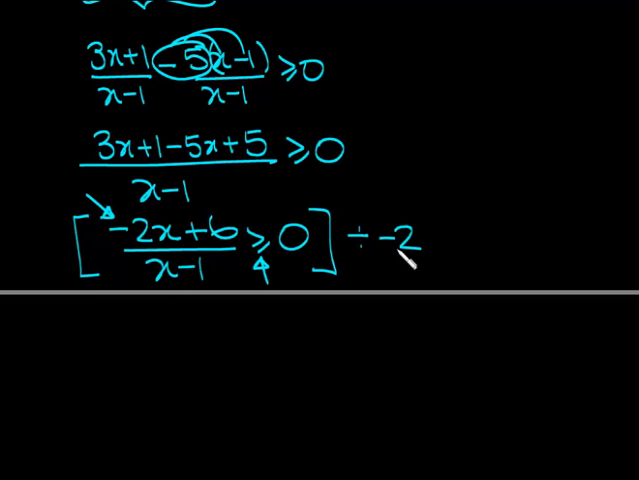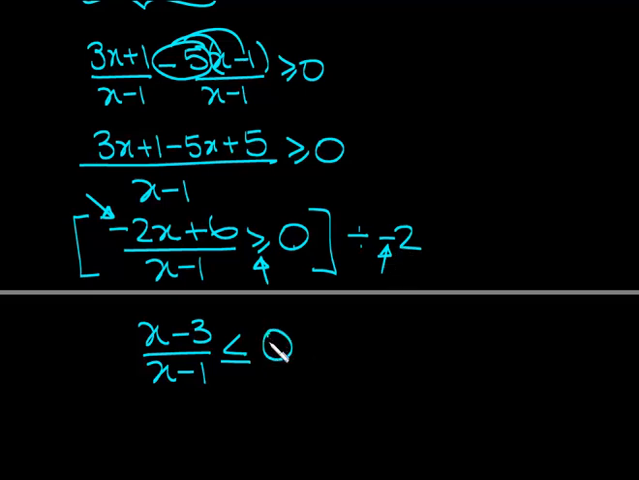If you have a common factor on both sides, it's always good to divide it out so that your numbers become smaller. So I'm going to divide negative 2x by negative 2, so I get x. And positive 6 by negative 2, I get negative 3. The denominator stays the same. And now the inequality will flip here because we're dividing by a negative number. So this will become less than or equal to. And 0 divided by negative 2 is still 0.